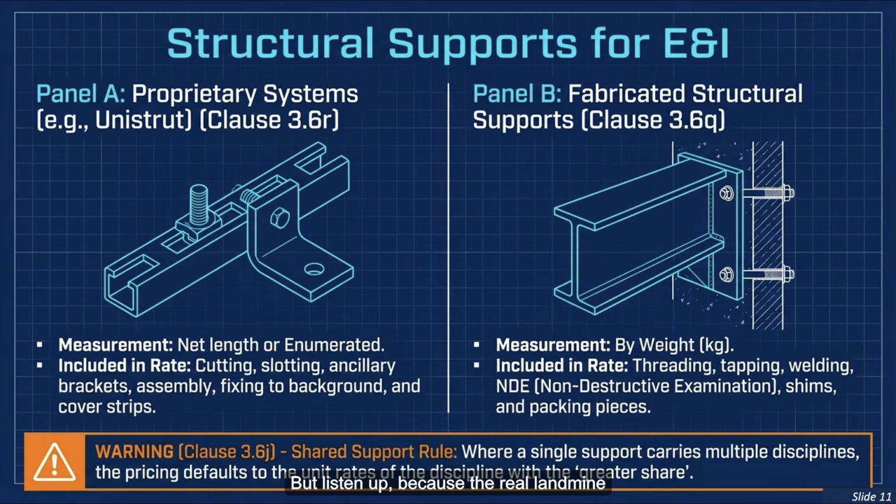But listen up, because the real landmine here is the shared support rule. If a single structural support carries multiple disciplines, let's say heavy piping right alongside electrical trays, the pricing actually defaults to the unit rates of the discipline with the greater share. Without solid coordination between your estimating departments, your project can easily get locked into a really unfavorable rate.